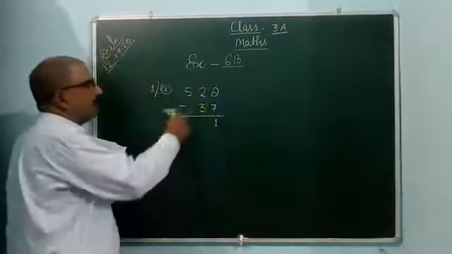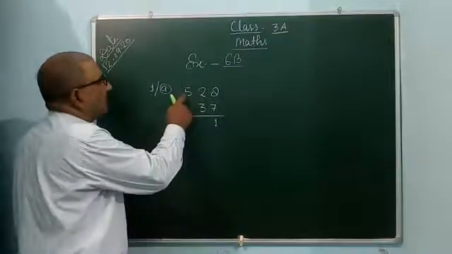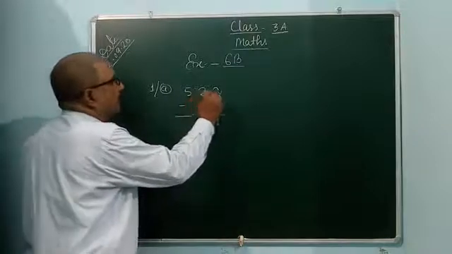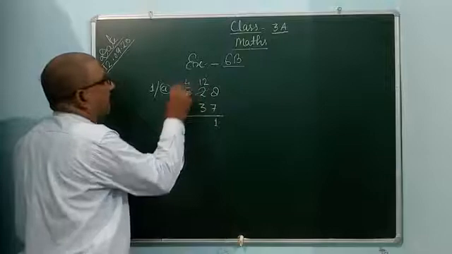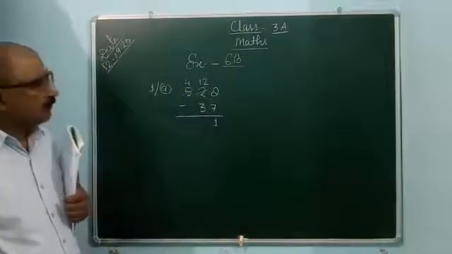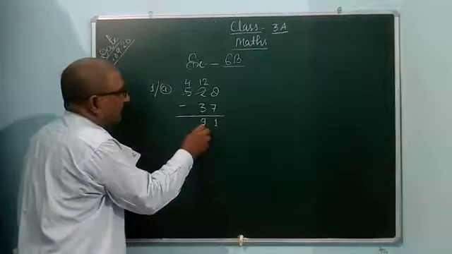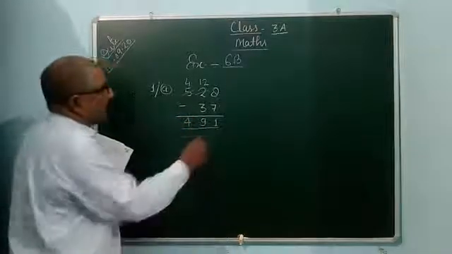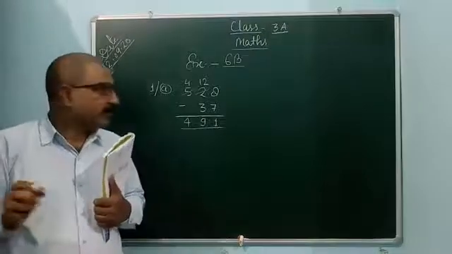2 is less, 3 is more. So 2 will take borrow from this hundreds place, 5. It will be 12 and it will be 4, because 5 has given 1, so 5 minus 1, 4. Now 12 minus 3, 9, and 4 here you can write like this. So in this way you can subtract, taking borrowing from the tens and hundreds place.